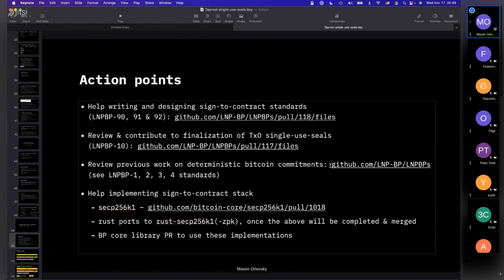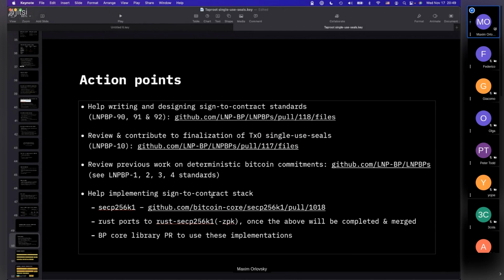If you'd like to, you can revisit the previous work on the pay-to-contract commitments that we have already done so far. It's more like finalized; multiple years, multiple eyes have looked through that, and there were multiple reviews. But again, it's never too late to find a bug. And finally, the most important, implementation of the sign-to-contract stack, which requires modification of the secp256k1 library.